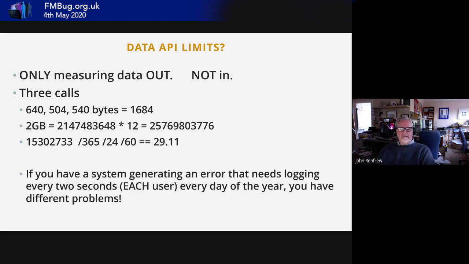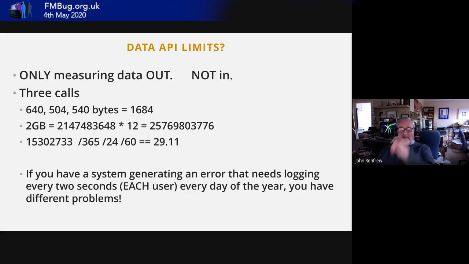For each user, they have a 2 gigabyte allowance per month, which turns into that large number. Divide that by 1684, divide by 365 days, divide by 24 hours, divide by 60. Suddenly, you have an average of 29.11 calls of that size per user every single minute. I might be suggesting that if a user in your system is generating an error every 2 seconds, every day of the year, 24 hours a day, you've got a different kind of problem, not a logging problem.